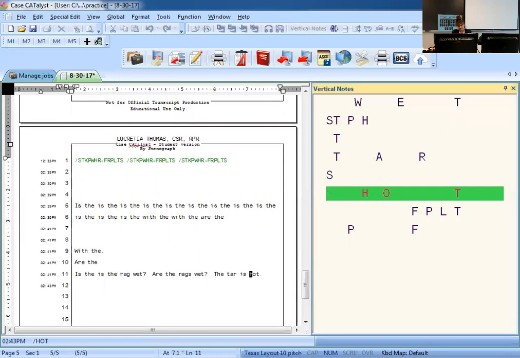No numbers, because you haven't learned the numbers yet. So look over on pages 21 and 22. That's what your steno notes should look like, okay? Take your time, do it correctly, and check your work.